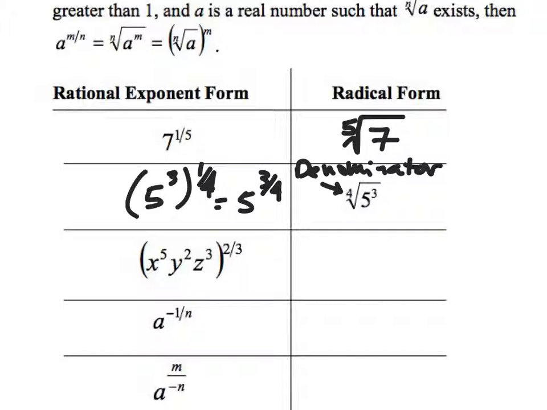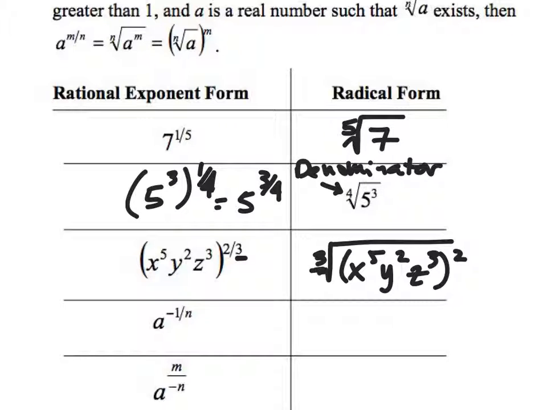Taking this whole thing and turning this into, you have this rational exponent of 2/3. What I'm going to do here is I'm just going to rewrite this as the cube root. Okay, that's my denominator. 3 is my denominator here, so that number goes out here. And then I'm just going to leave what's inside, which is x to the 5th, y squared, z cubed, and then I'm going to square that.